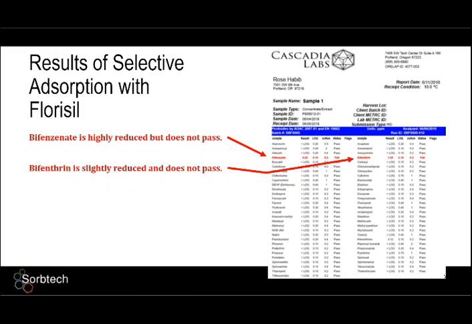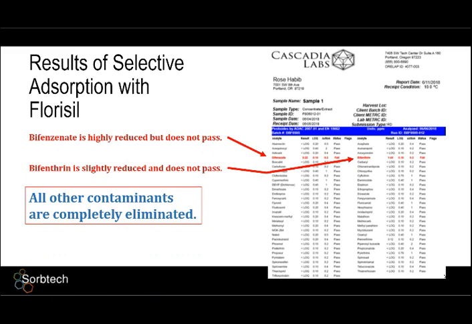So the bifenthrin was slightly reduced and did not pass. And all the other contaminants were completely eliminated. This is only with Florisil. And I want you to note, and you'll understand why I want you to note this now, the piperonyl butoxide, the synergist, was completely eliminated using Florisil.